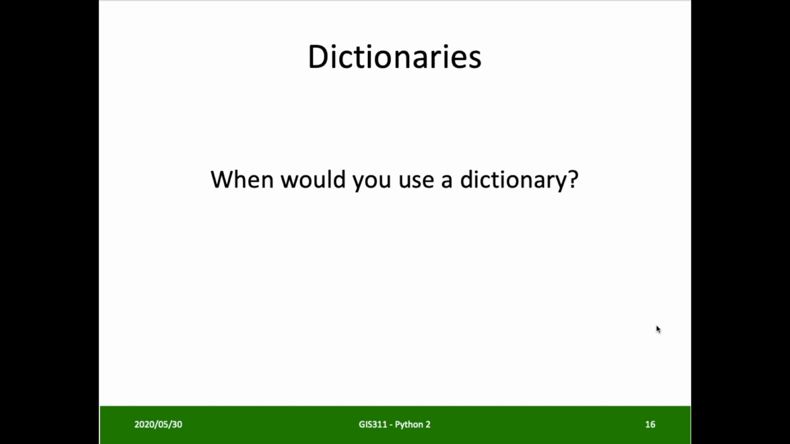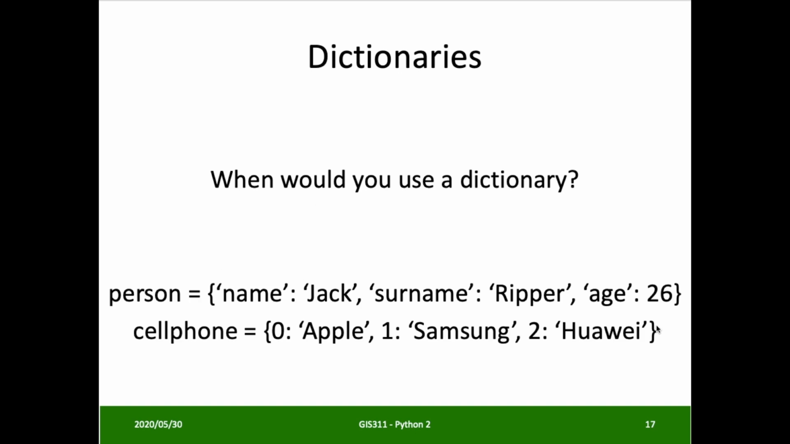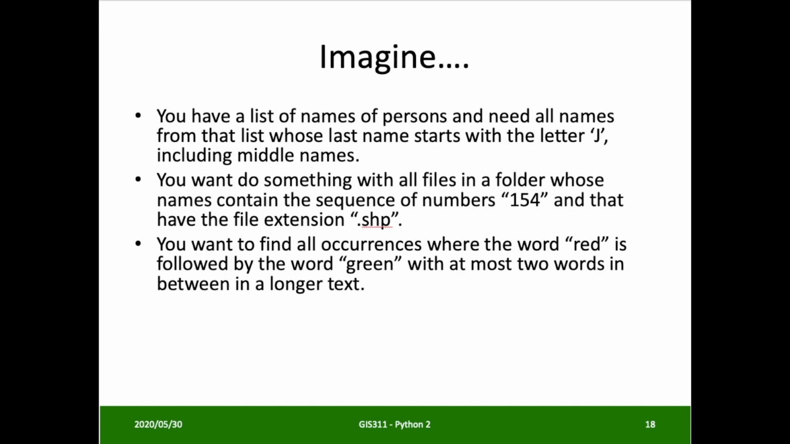Okay. So when would you use a dictionary? A dictionary is a bit of a strange type of data structure, but there are a couple of uses for it. For example, if we have a person, we can have the information as a dictionary: name Jack, surname Ripper, age 26. Or we can have cell phone brands: Apple with the key 0, Samsung 1, Huawei 2, etc. So when you have a relatively fixed list that you will refer to quite a bit, a dictionary can come in useful. Okay. So next topic.